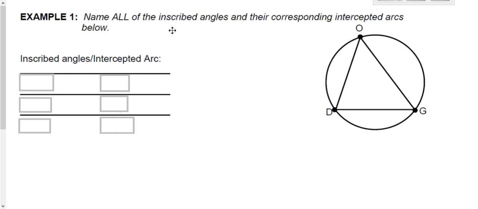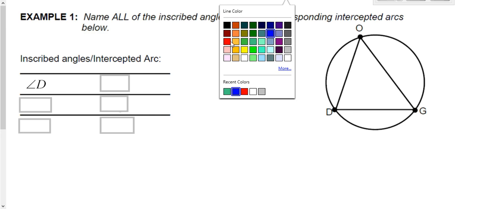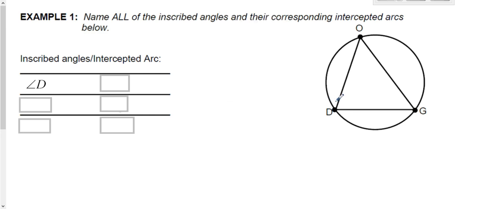So first you're just going to look at naming all of the inscribed angles and their corresponding intercepted arcs below here. If we look at this, we've got basically three angles in this triangle. So let's start off with angle D. What is the intercepted arc for angle D? So you go up this side right here. Here's the angle D. We start at this side where it touches, not at the vertex, but where these sides touch, and go all the way around. The intercepted arc is this arc right here, arc OG.